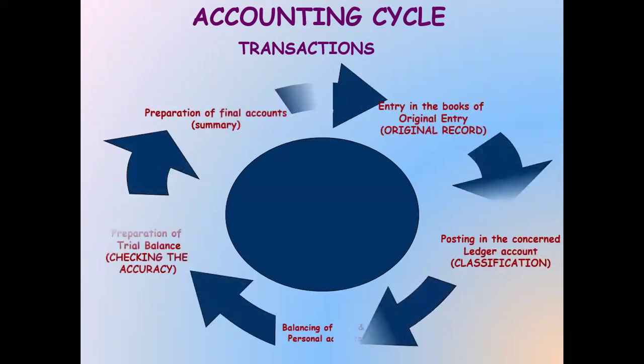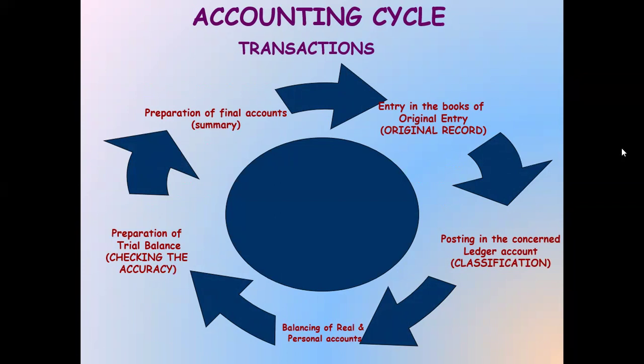Now, what is the first phase of the accounting cycle? It starts from transactions. When any transaction occurs or exists in the business, for example selling and buying or exchange of goods and services, which kind of transaction are we talking about here? We are talking about financial transactions where money value is involved. Where money value is involved, it is known as a financial transaction.